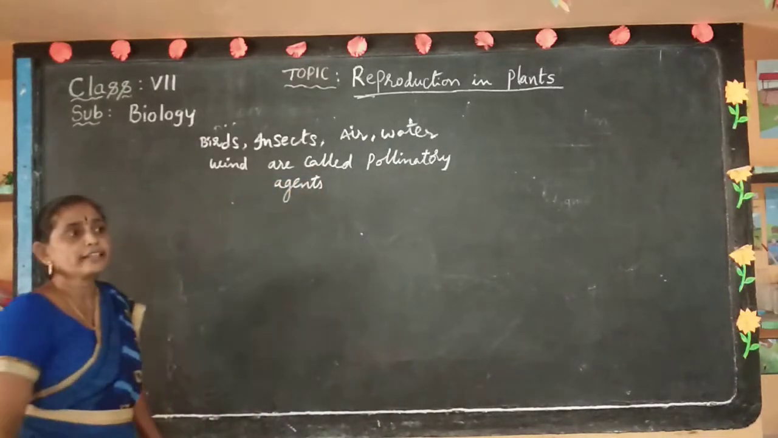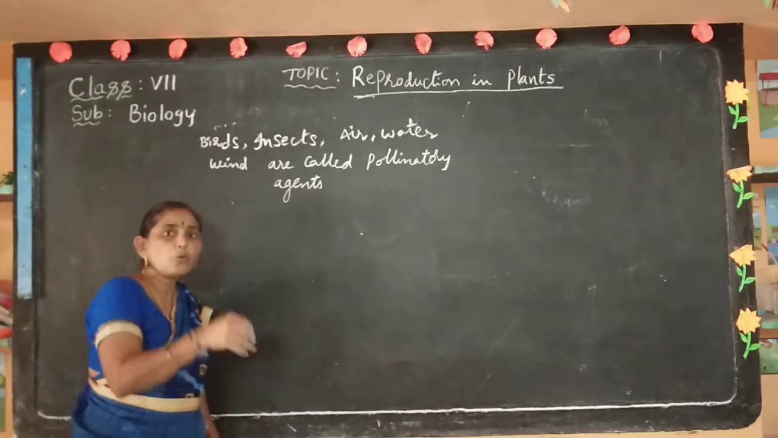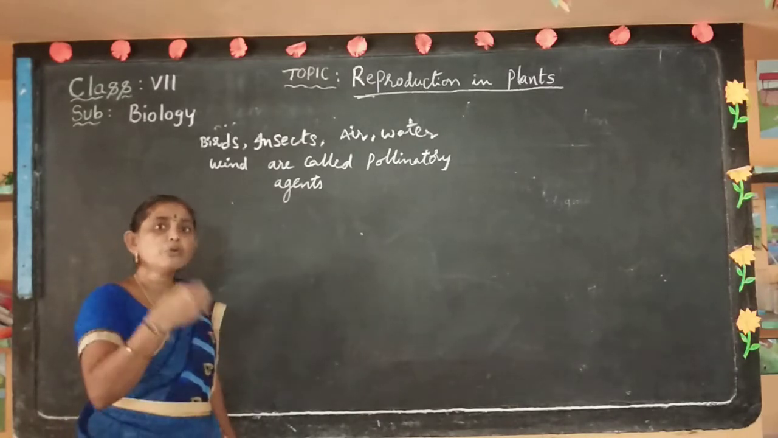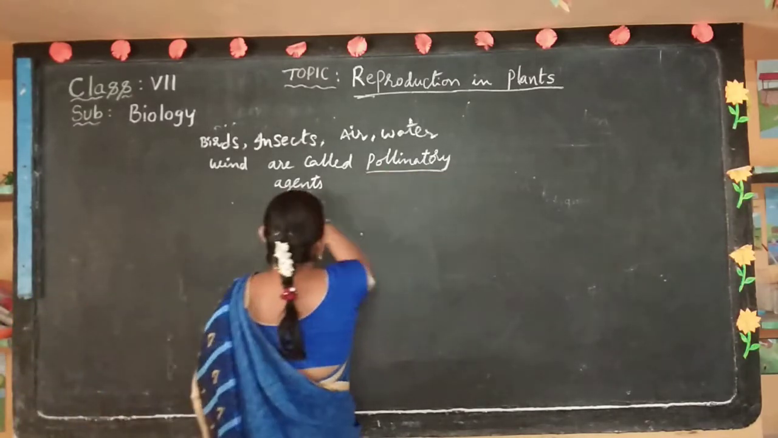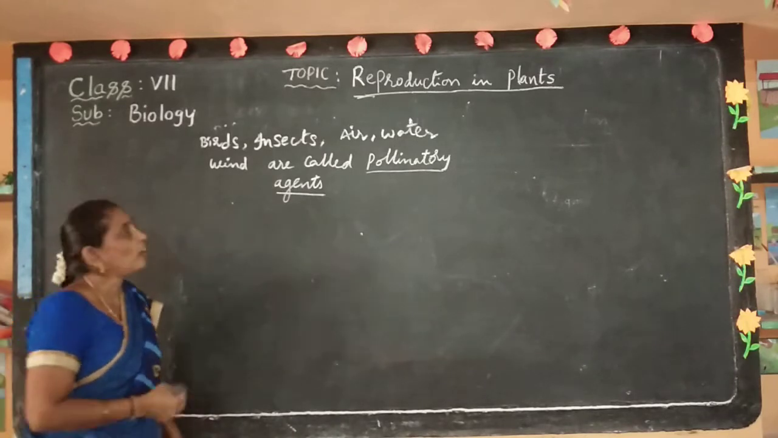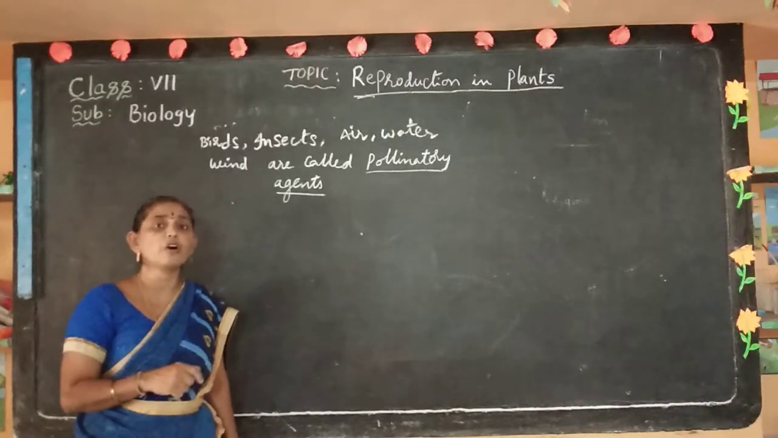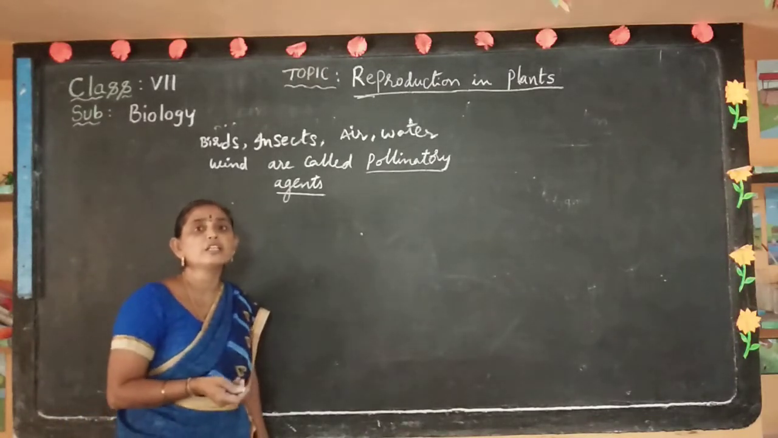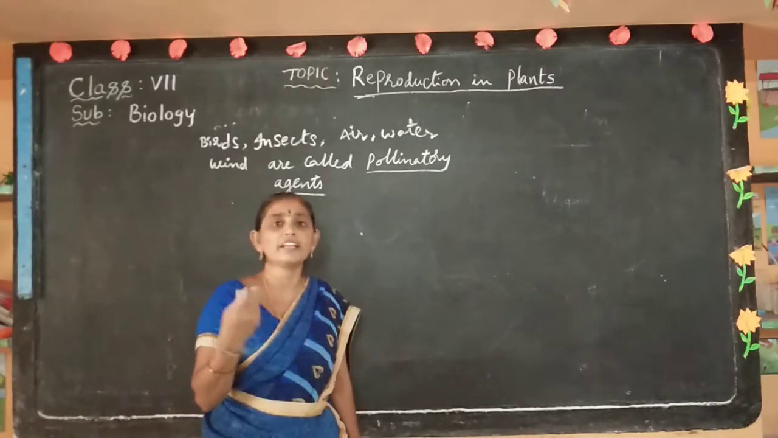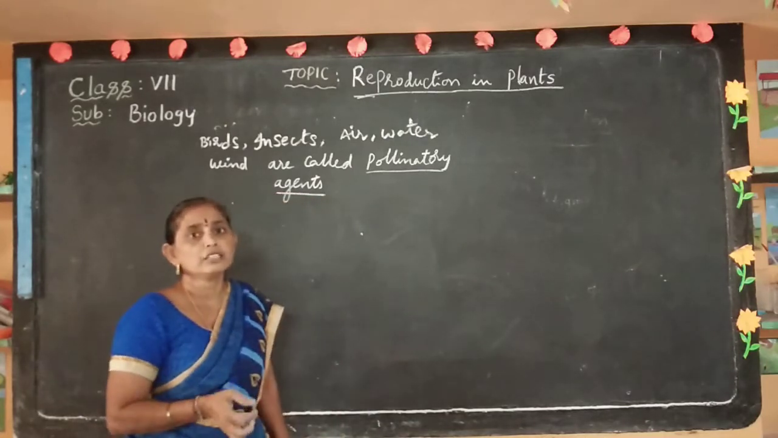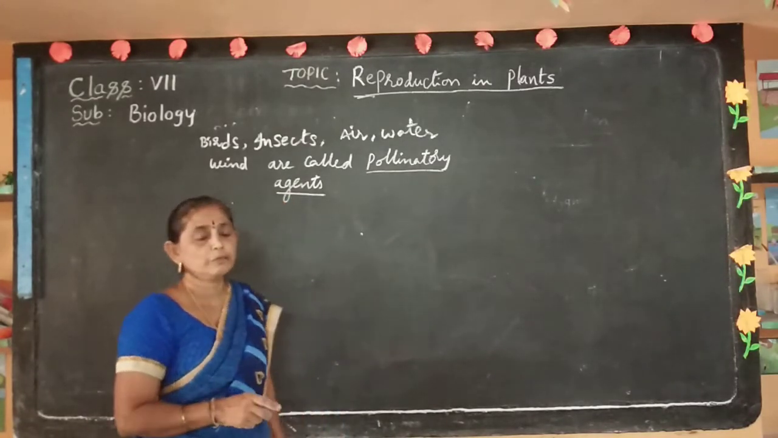What is meant by pollinatory agents? The transfer of pollen grains from one flower to another flower is done by pollinatory agents. If pollinatory agents are absent, there is no pollination. What happens in the absence of pollination? The plants or flowers do not develop into seed. As a result, the farmer's crop yield is reduced.